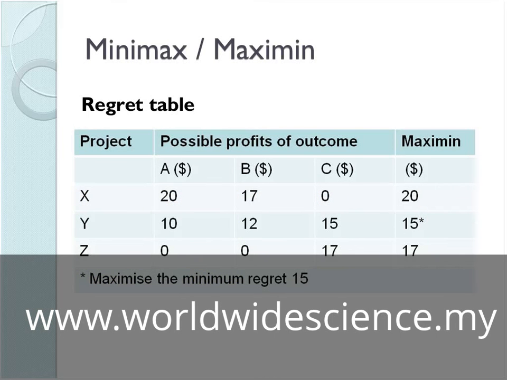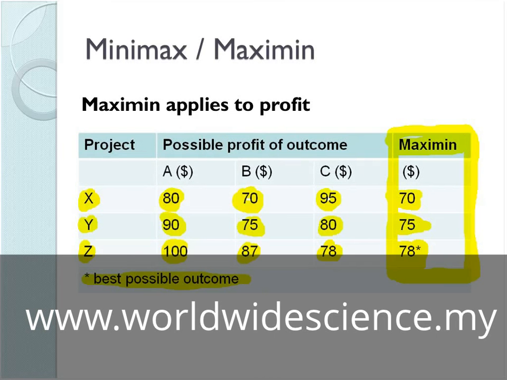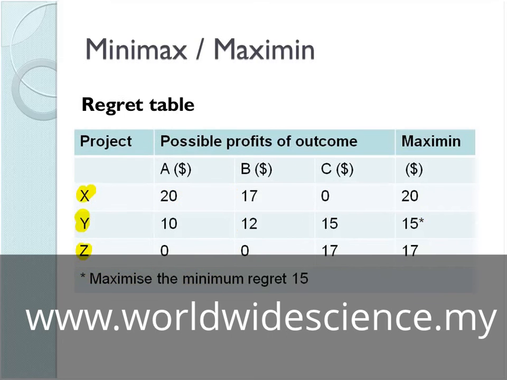This is a regret table. Maximize the minimum regret. That means, first, we have the same three projects, X, Y, and Z, with different possible profits and different outcomes. First we should identify the highest one. Before, we used the lowest one; this is a different thing, which is called the regret table. So first we have to identify the highest one.